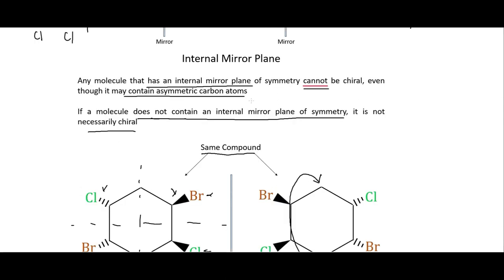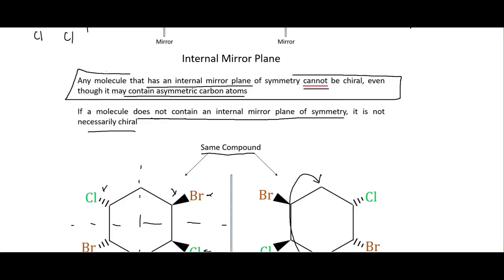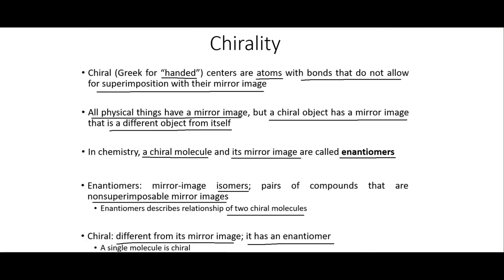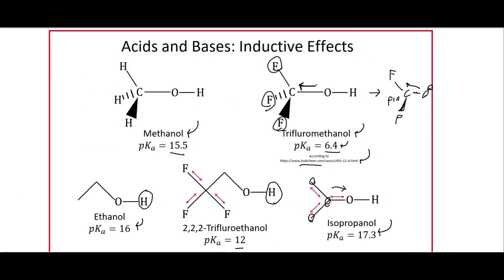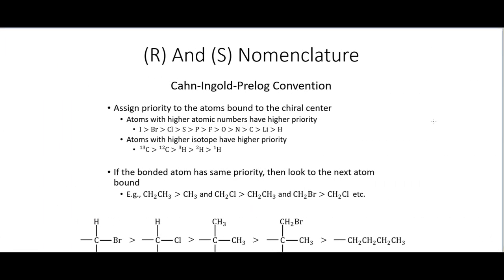So not having that mirror plane does not necessarily mean chiral. But anything that does have an internal mirror plane of symmetry cannot be chiral. And so this is kind of the hard and fast rule right here. So having an internal mirror plane of symmetry means that it cannot be chiral.